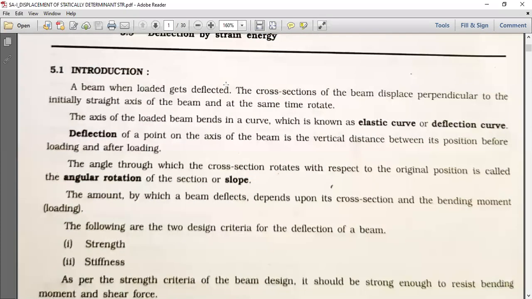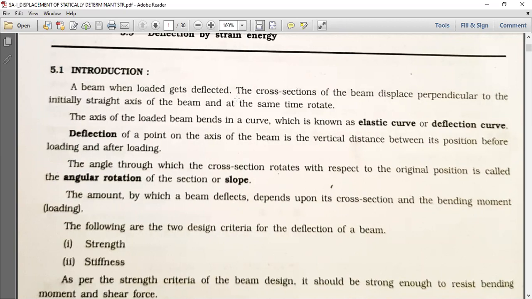Introduction of the chapter. A beam when loaded gets deflected. It is but obvious that on loading any beam, some minor deflection does occur. The cross section of the beam is displaced perpendicular to the initially straight axis of the beam and at the same time rotated.